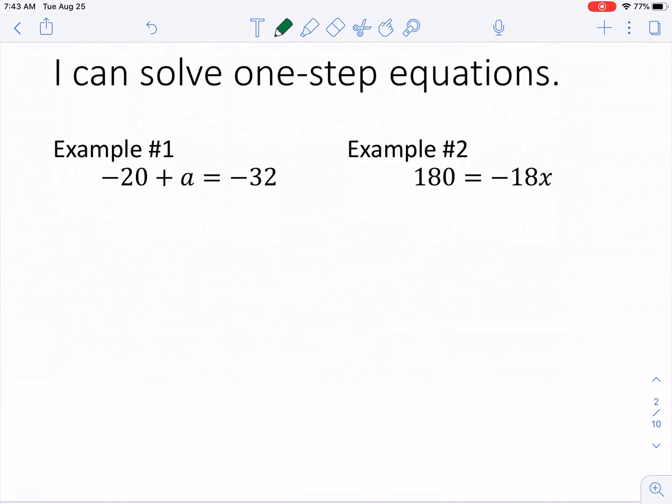So step 1, or learning target number 1, is I can solve one-step equations. Hopefully you guys remember this. We are looking for the opposite operation. So the opposite of subtraction would be, yep, you got it, addition. The opposite of addition would be subtraction. Opposite of multiplication is division, and the opposite of division is multiplication. Now, a lot of times we're not going to see division using a division bar. We're going to see it using a fraction bar. And remember, a fraction bar is just another way to write a division symbol.